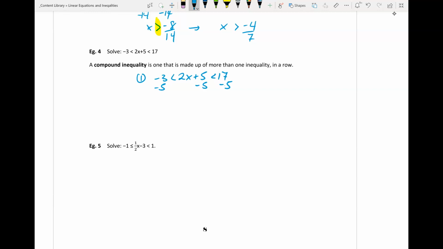And then we simplify that. So this is negative 8, smaller than 2x. 17 minus 5 is 12. Lastly, we're going to divide every single inequality by 2 to get x by itself. So we have negative 4, smaller than x, which is smaller than 6, and that is your final answer.